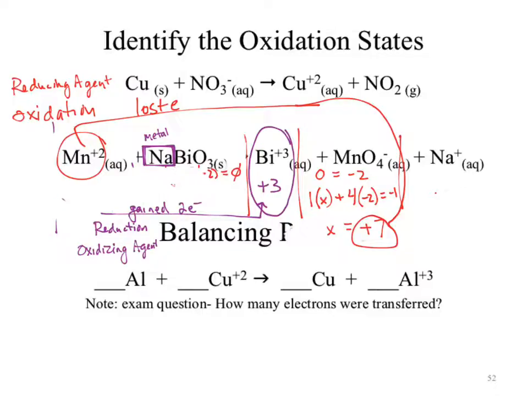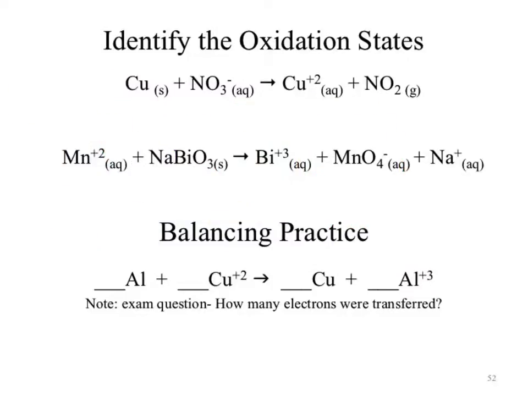Anybody get to the last one? Did you balance it? What did you need to do to balance? 2 aluminums, 3 coppers, and then 3 coppers and 2 aluminums. How did you balance that? So one method is splitting it into the half reactions. Anybody try anything else? I'm hoping you didn't, because I want you to do the half reaction method.